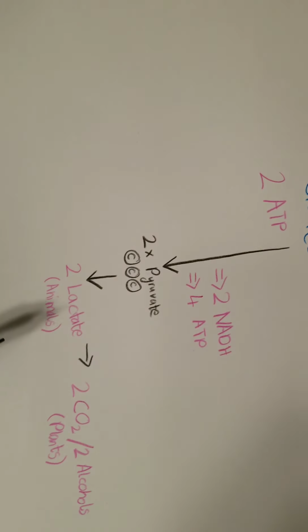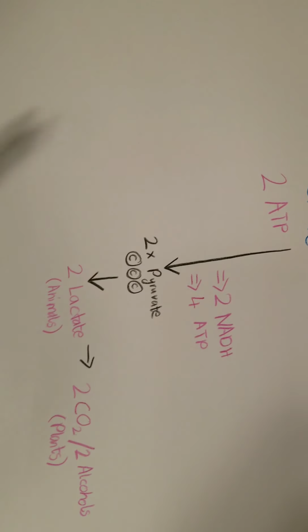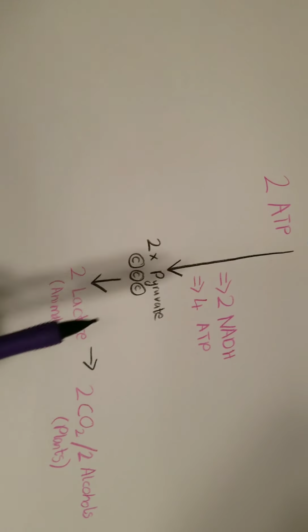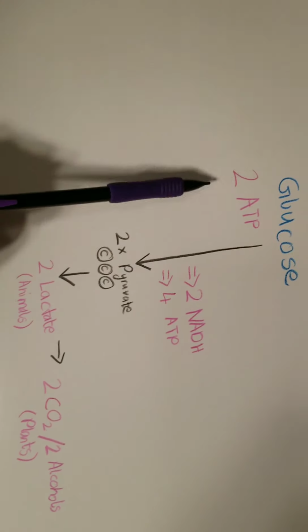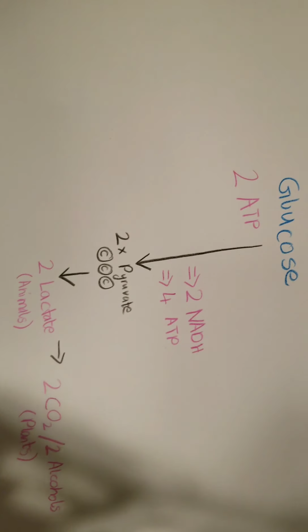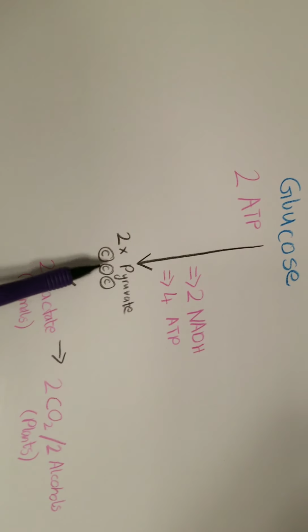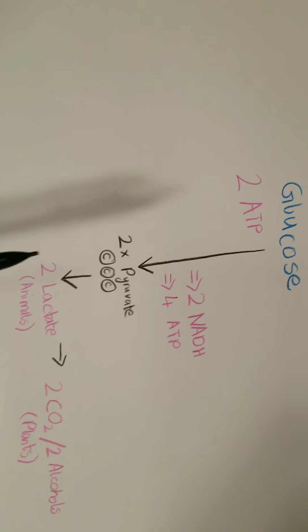Let me explain this real quick. You're having two ATP molecules, same as glycolysis, going through making two NADH, four ATP, basically two, but we're going to say four. And then you're going to have two pyruvates, three carbon each. After that, this is where fermentation occurs.